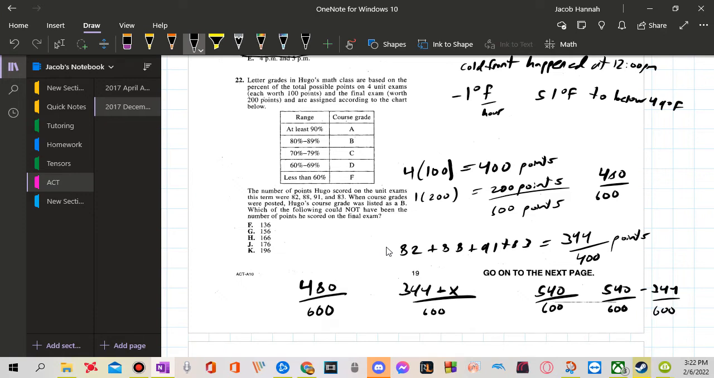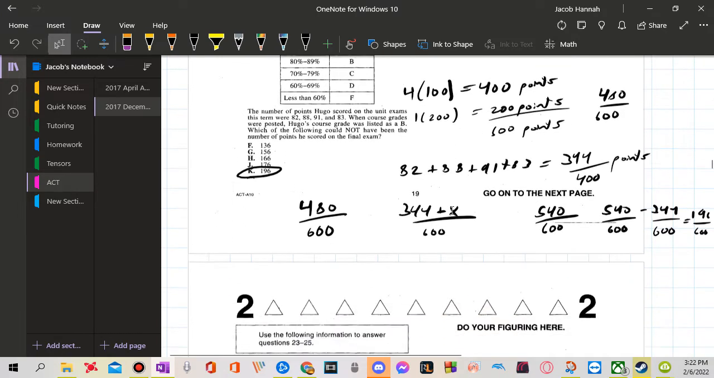Over 600. Let's go to 196 over 600. So 196 is a grade that he cannot have made to get an A, because he made a B. So the answer is 196. Okay. So yeah, no, that one I was being stupid on.